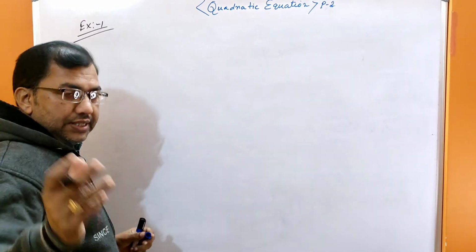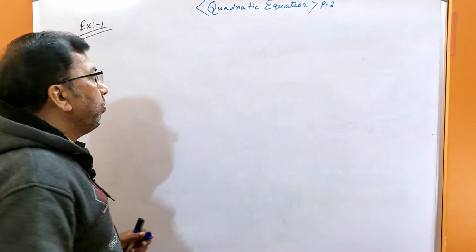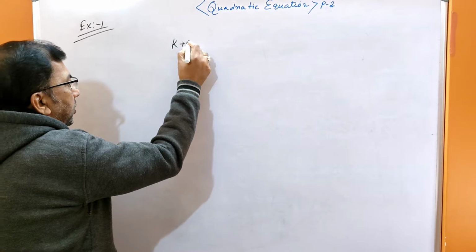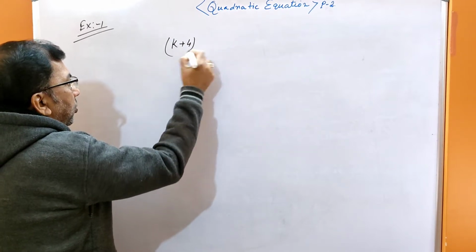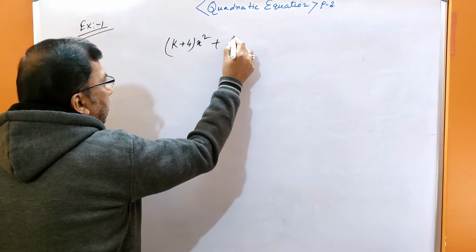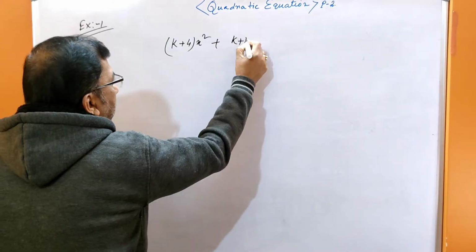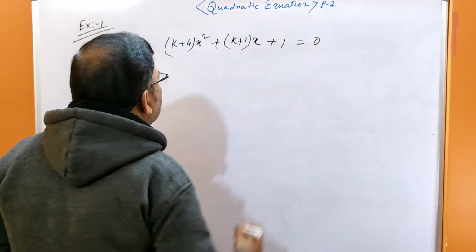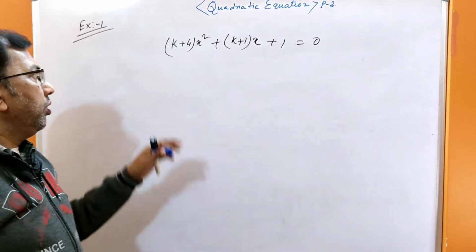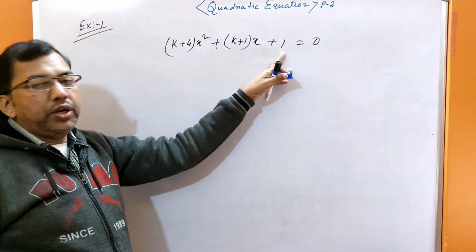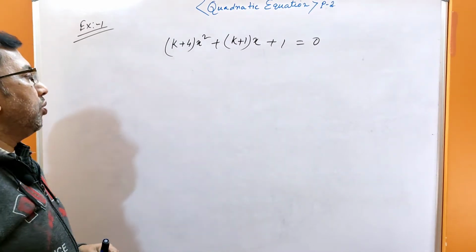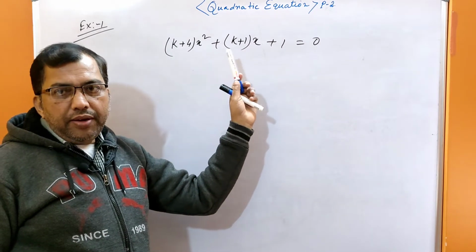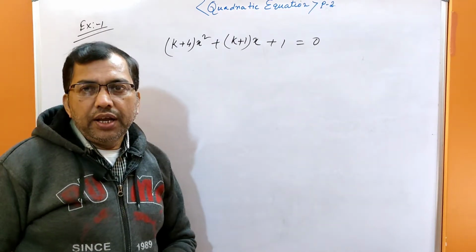Now I am giving another example, very important, to find the value of k. Suppose (k plus 4)x square plus (k plus 1)x plus 1 equals 0. In this equation you have to find out what the question is. You have to find the value of k such that it has real and equal roots.